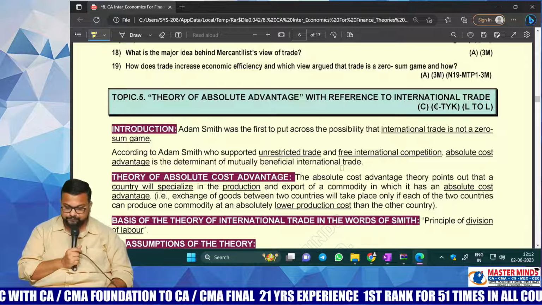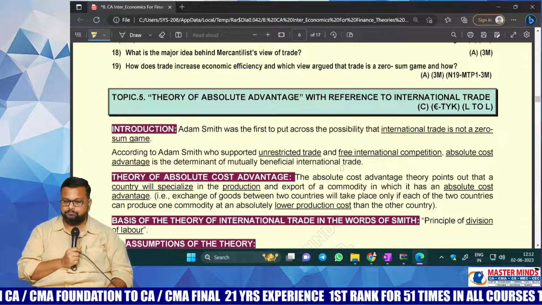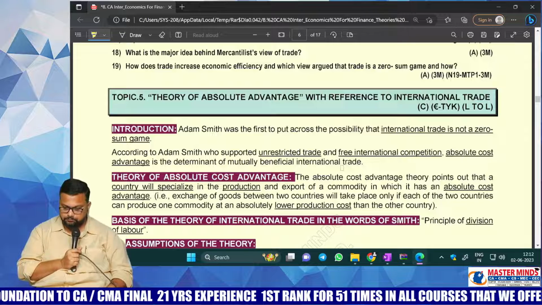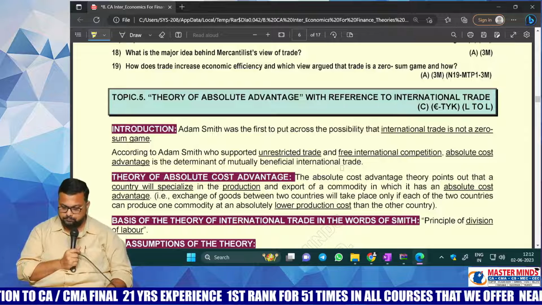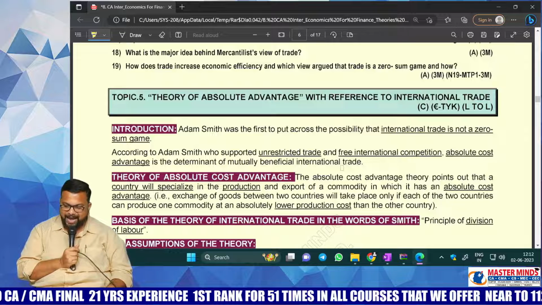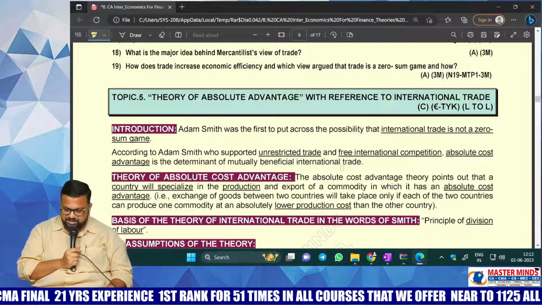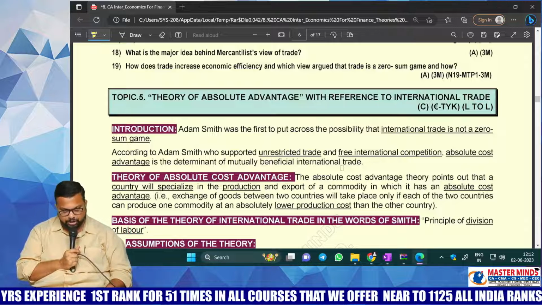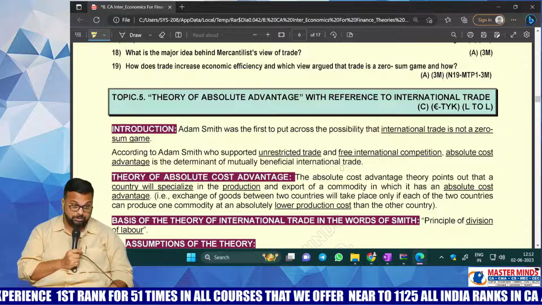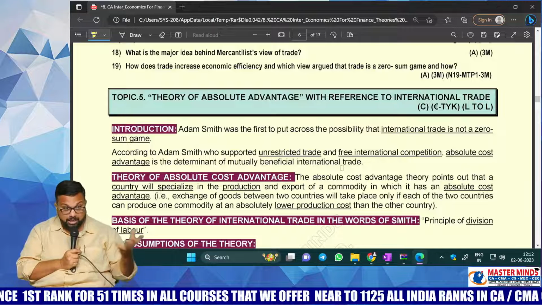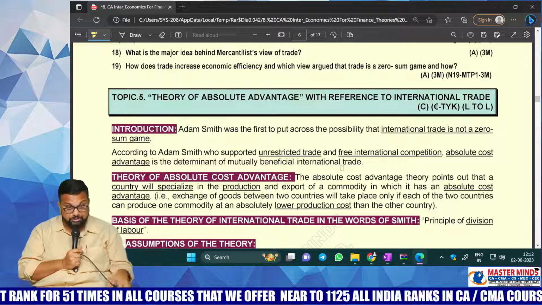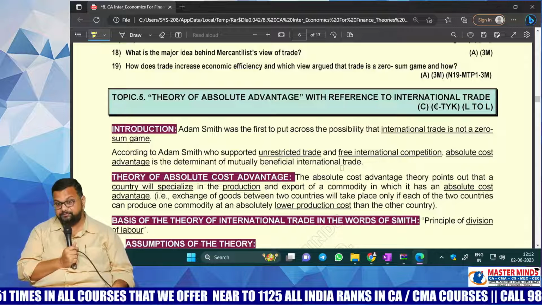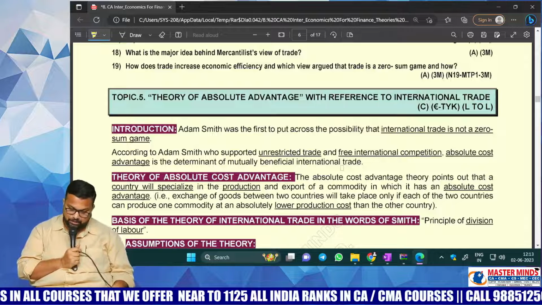Next, Nana. According to him, absolute cost advantage is the determinant of mutually beneficial trade. That means both the parties should be benefited in terms of cost. Both the countries should be able to save in terms of cost. Then only we can conclude that both the parties are benefited. Okay, Nana. Next.